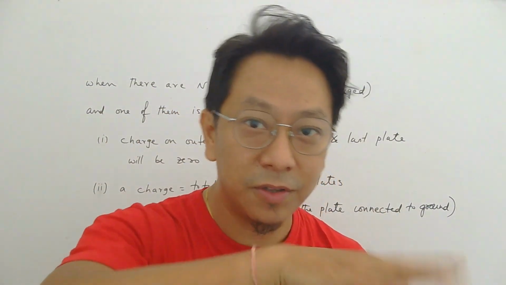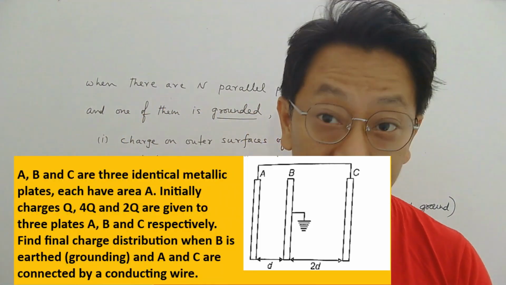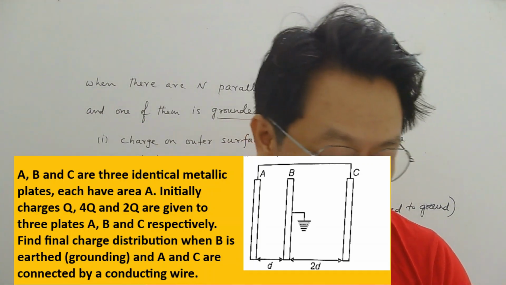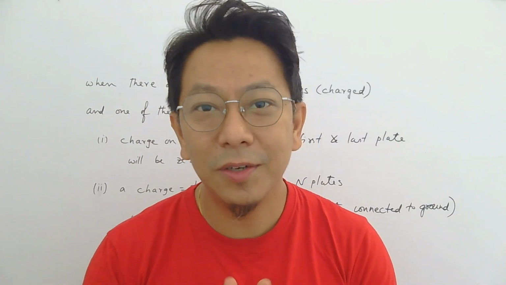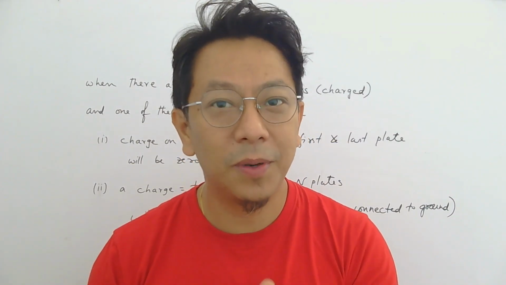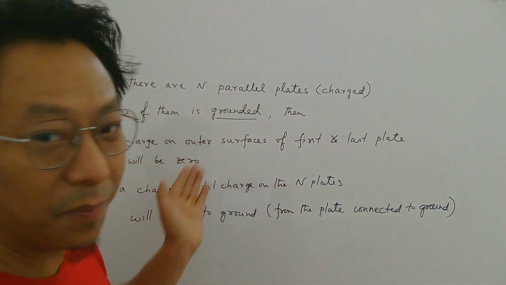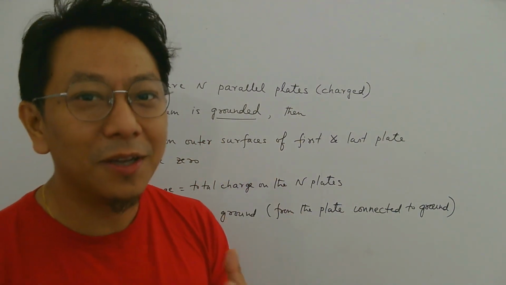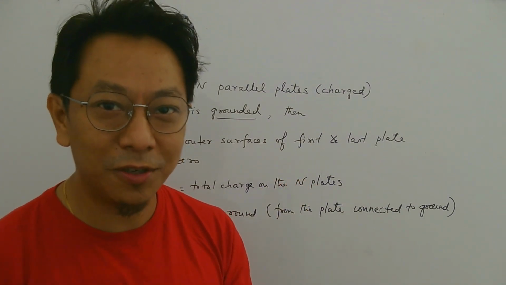and outer surface of all the three plates when B is earthed and A and C are connected with a conducting wire. Now to solve that question, we need to know what happens when one of the plates is grounded. These are the two important things which happen, and I will give a simpler proof of this at the end once I complete the solution of this question.